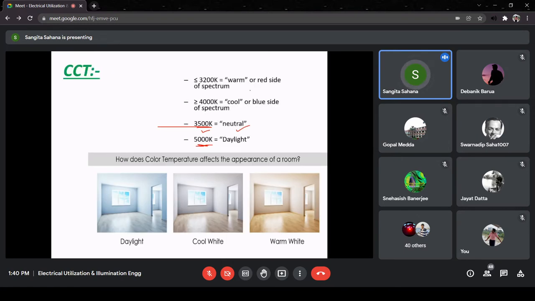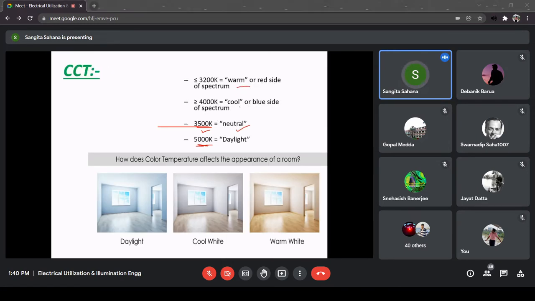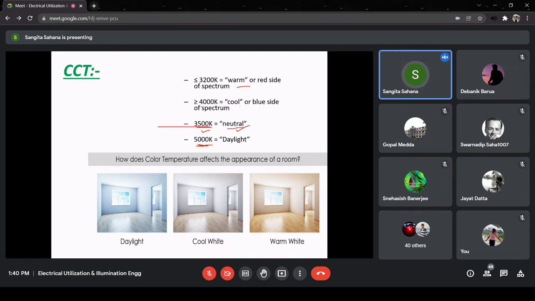Now, if it is less than 3000, it is called warm. Between 3500 and 4500, this is called neutral. More than 4000, this is called cool. So this is warm white. When it is less than 3000 K, the temperature is less, and it will be yellowish light. For cool white, when it is more than 4000 Kelvin, the temperature is increasing, so it will move towards bluish light. It is called cool white. And more than 5000, it will be more bluish light. So it is called daylight.